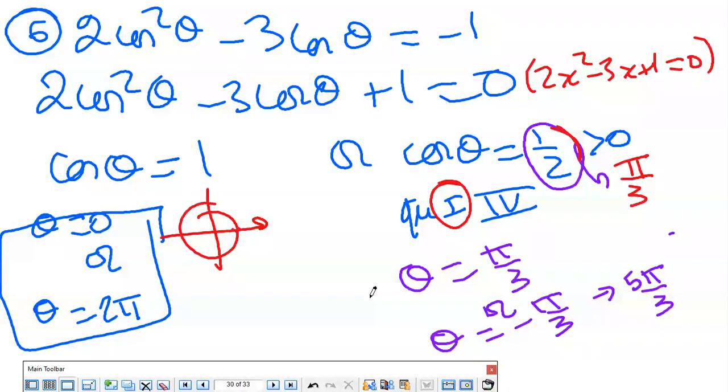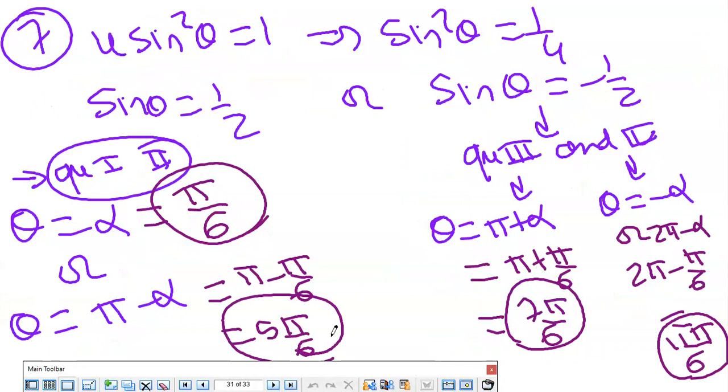And how are we going to find it? Either I do minus alpha, which means minus pi over 3, or I can do 2 pi minus alpha, or 2 pi minus pi over 3. And if I use the same denominator, it gives me 5 pi over 3. Now we move to part 7.